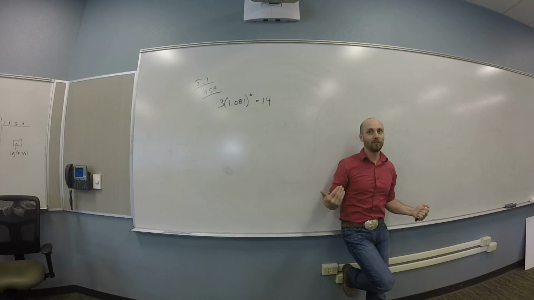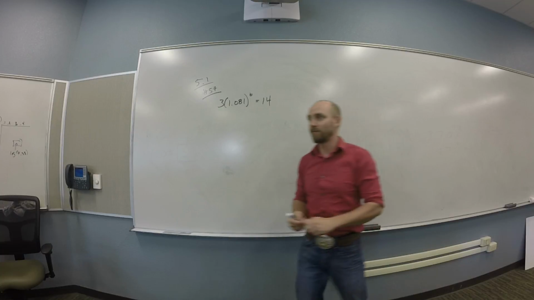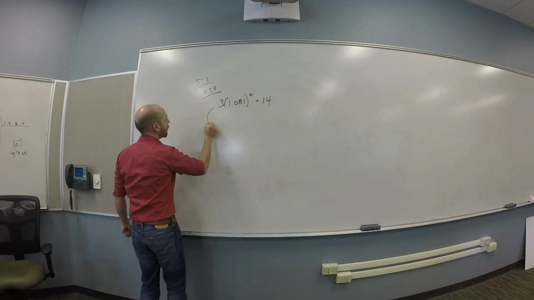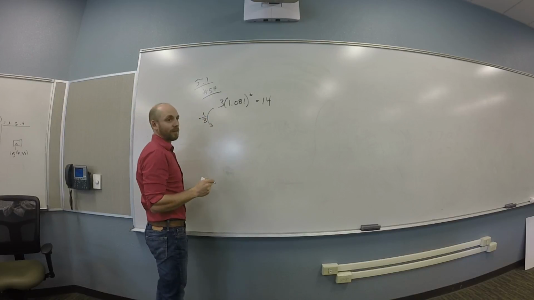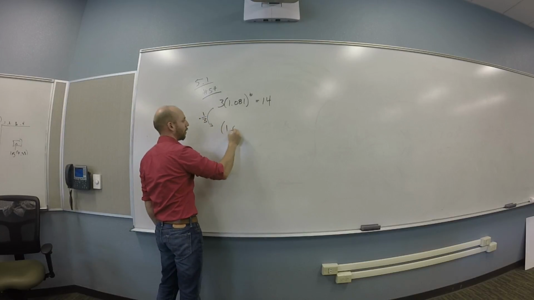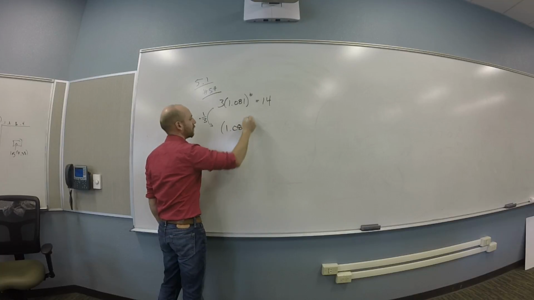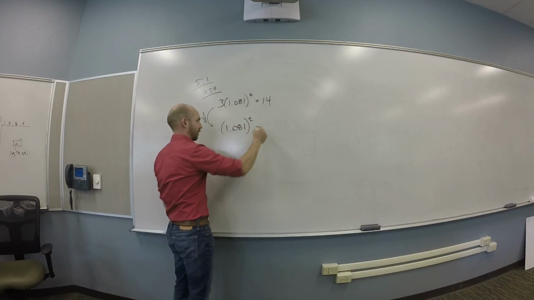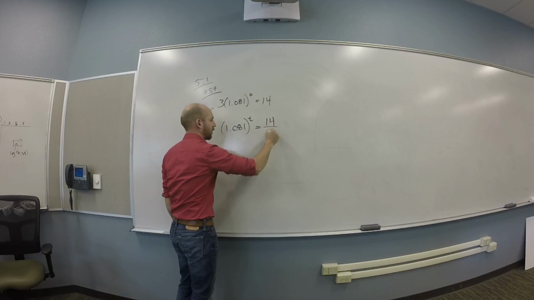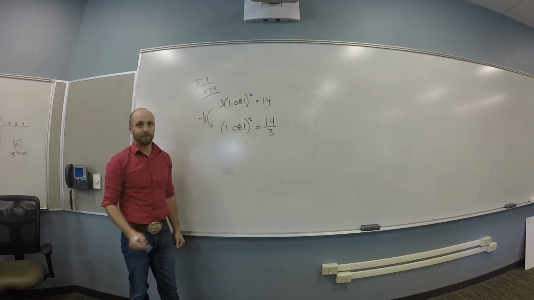I feel like my most likely error to commit is to misremember a log rule. So I'm going to divide both sides by 3 first. And I'm going to do that by multiplying both sides by a third, right? Sure, yeah. So I'm going to get 1.081 to the t equals 14 over 3. Okay, then what?